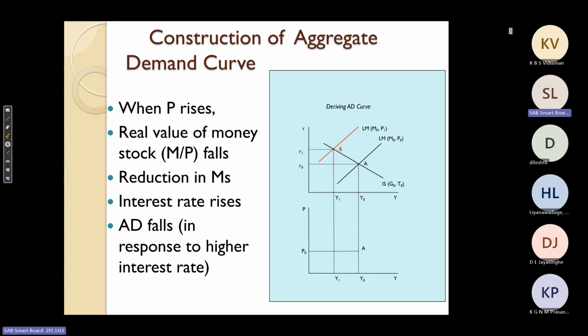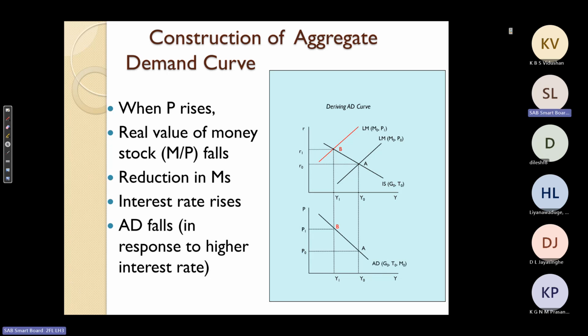Now we can take those two points. The initial point is A. At point A, the price level is P0 and the income level is Y0. We take P0, Y0 as one point. The second point is where the price level increases from P0 to P1 and the income level decreases to Y1. Combining those points, we can derive the aggregate demand.